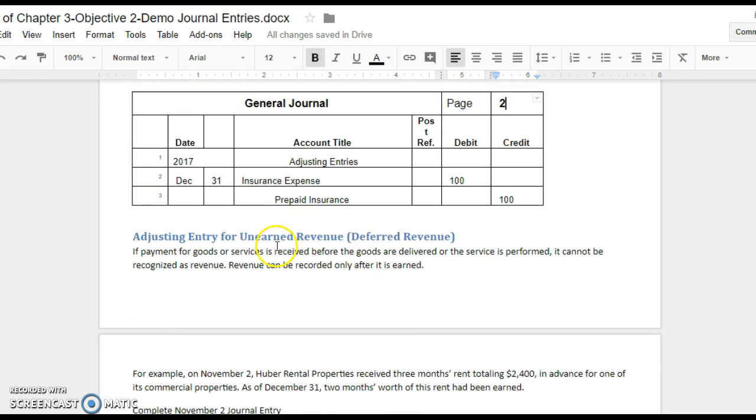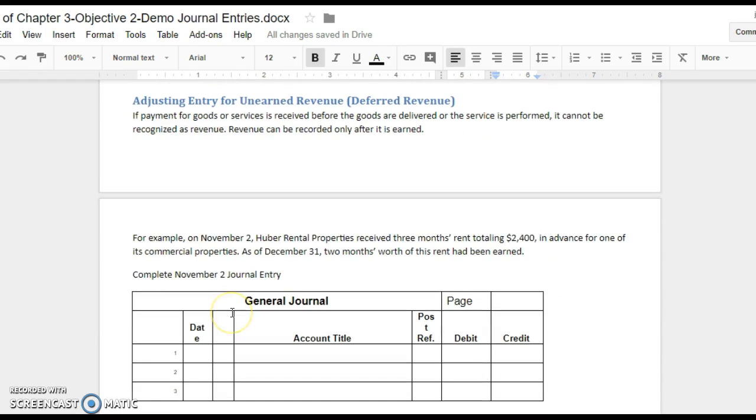The next one is unearned revenue, or when we deferred the revenue. That's when we receive a payment for a good or service, but we haven't actually earned that revenue. So one of your customers gives you money, but you haven't earned it yet. Maybe you own a building and they paid you 3 months worth of rent in advance. So now we have to show that it's been used, or that we've actually earned the revenue.